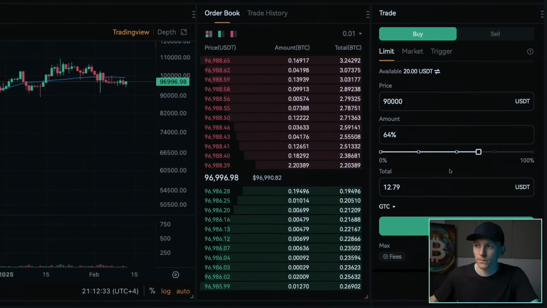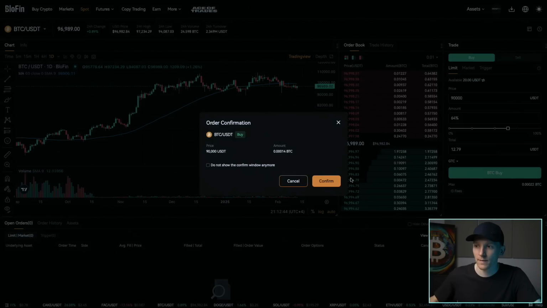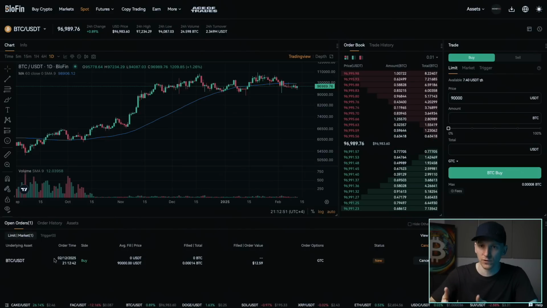So with a limit order, we can say to the system, I'm willing to trade, but I'm putting a limit on my price that I want to actually trade at. So for a buyer, now I'm saying 90,000 is my limit. Now if I press buy and then confirm, you'll see that down here I actually have an open order.